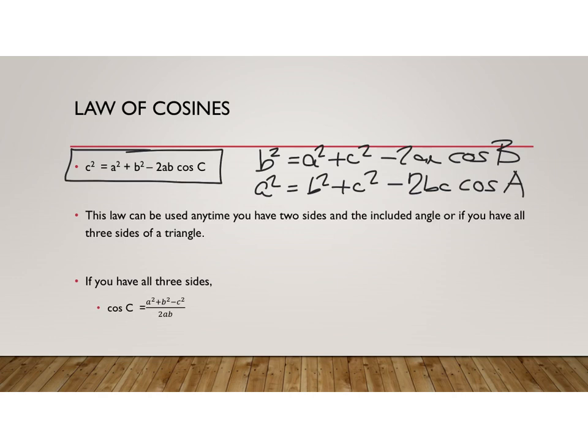When can you use this law? Anytime you've got two sides and the included angle, or if you have all three sides of a triangle. If you have all three sides, and this is just a form of the original law of cosines, the cosine of angle C would equal a squared plus b squared minus c squared all over 2ab.